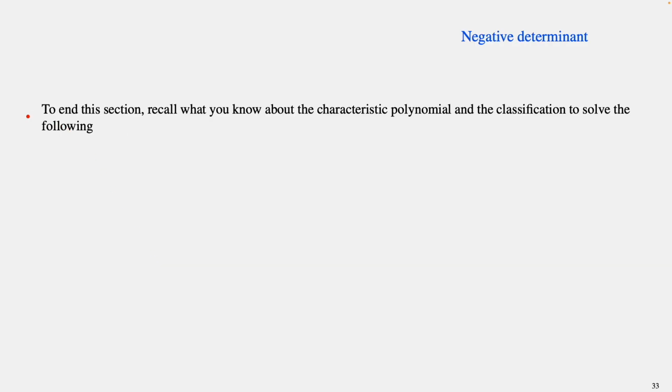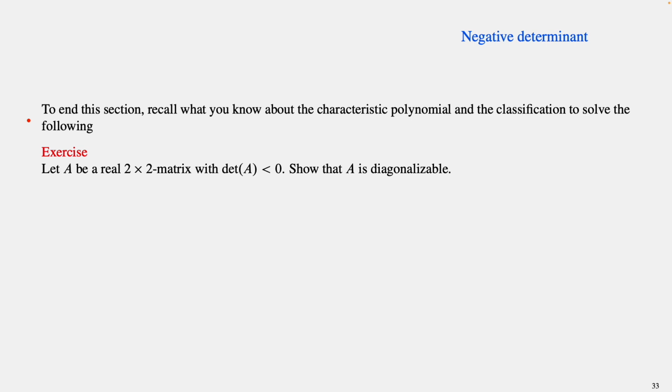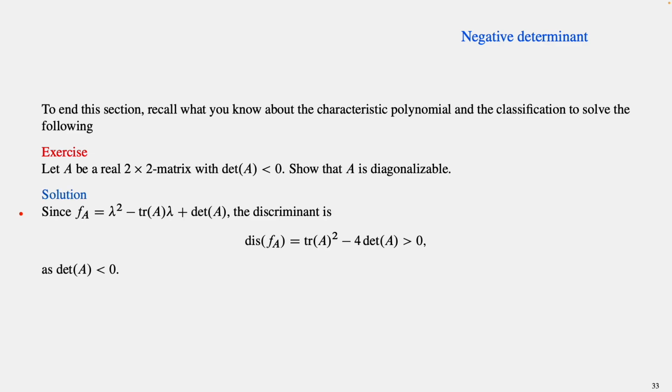Now, to end this section of the lecture, recall what you've learned so far about the characteristic polynomial and the classification to solve the following exercise. Let A be a real 2x2 matrix with negative determinant. Show that A is diagonalizable. And this is actually very simple once you know how to do it.